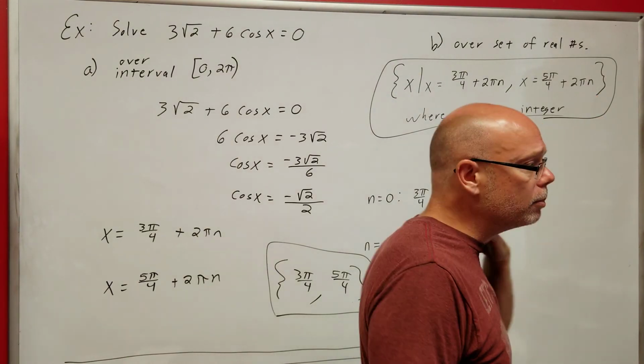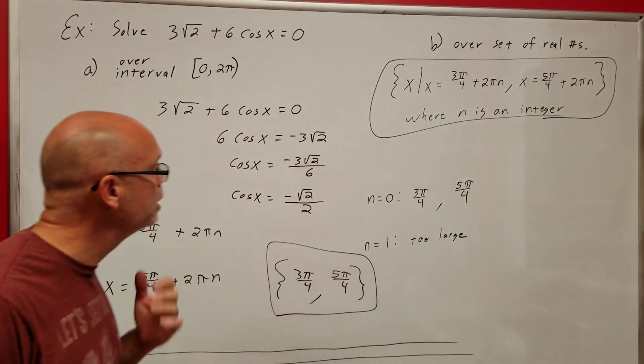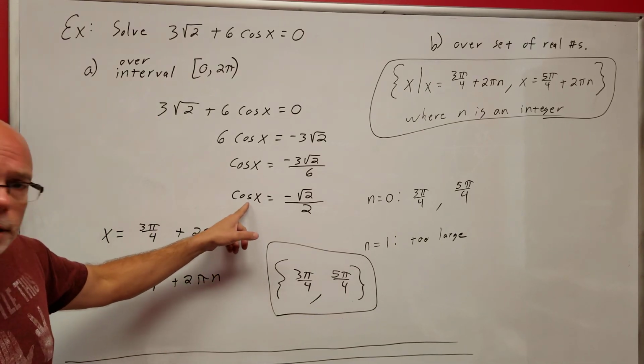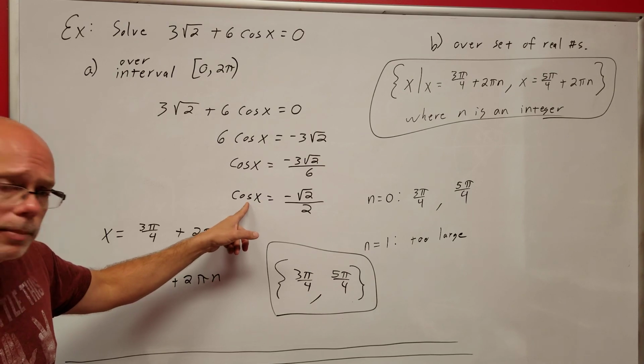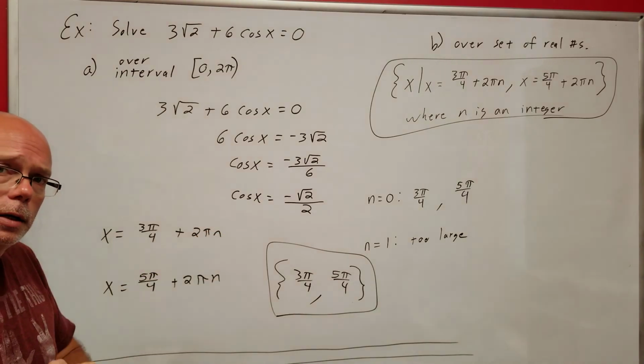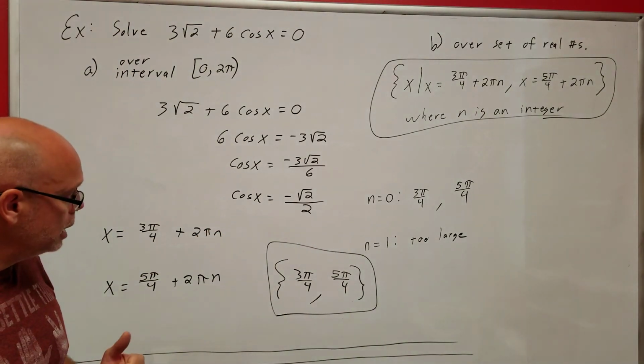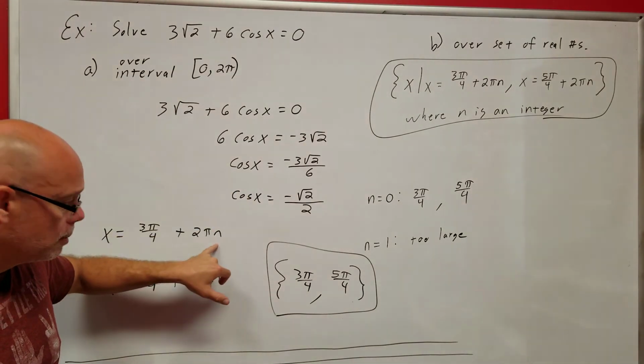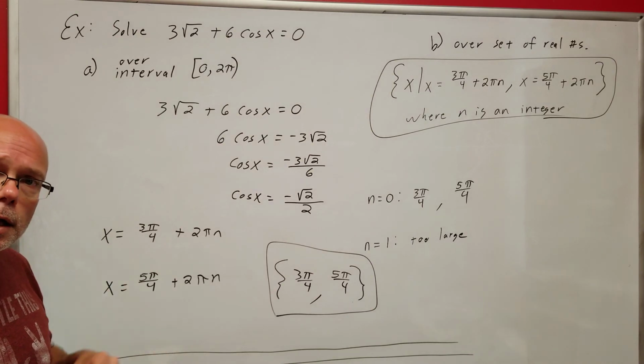Now, why am I picking plus 2 pi to add? The whole reason I'm picking plus 2 pi to add is because we're looking at cosine, and the period of the cosine is 2 pi. So if I were to have tangent and cotangent here, what I would put is plus pi n, since the period of those is pi.